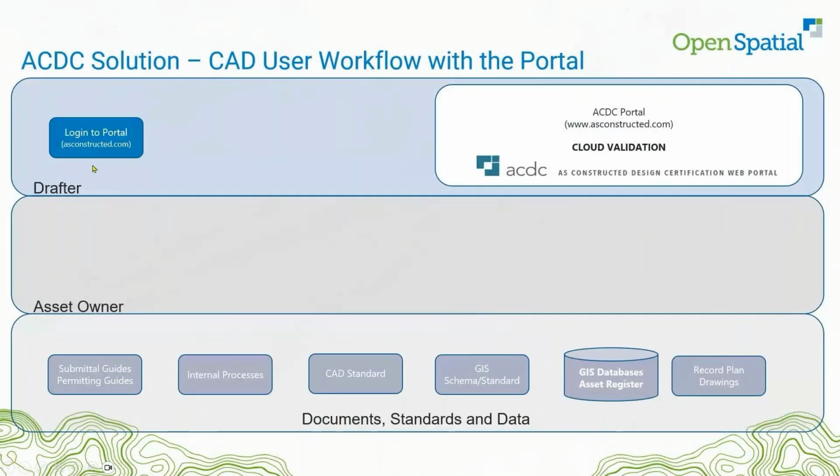If you are the drafting person, you log into the portal. Asconstructed.com is the URL for the portal. What you're going to do is download the toolkit. You would have a login and access to whatever ACDC projects have been enabled for your particular login, and there's a whole framework for dealing with who has access to which projects. You're also going to install a little thing called Attributor, which is a free plugin that we provide. I'll show you how it works.